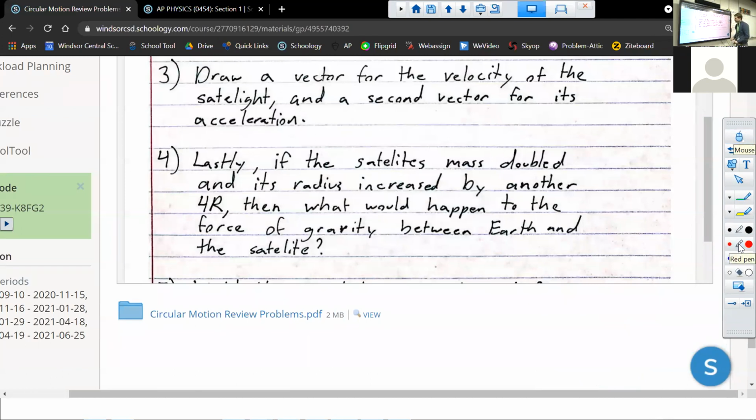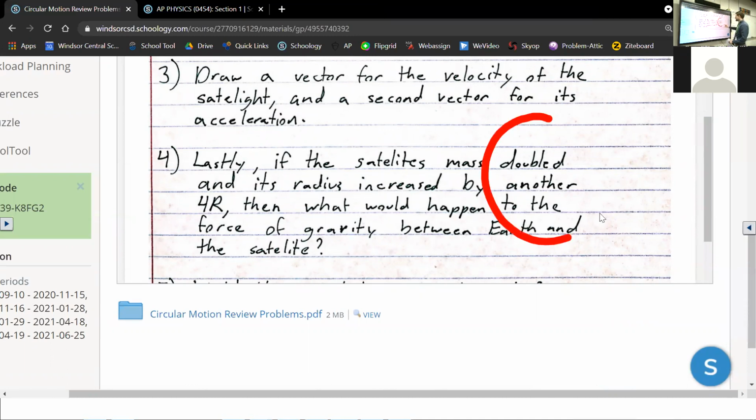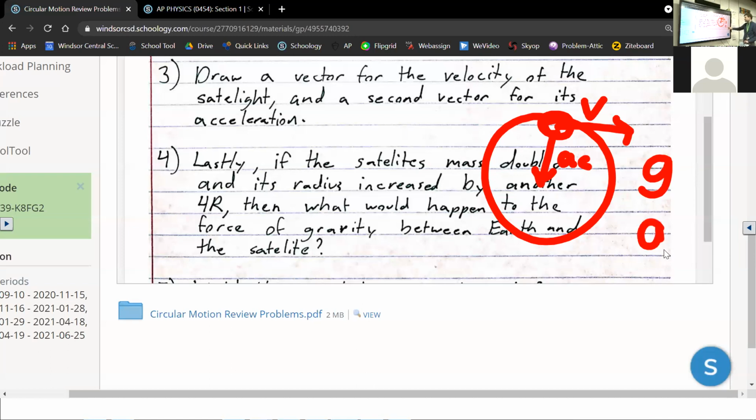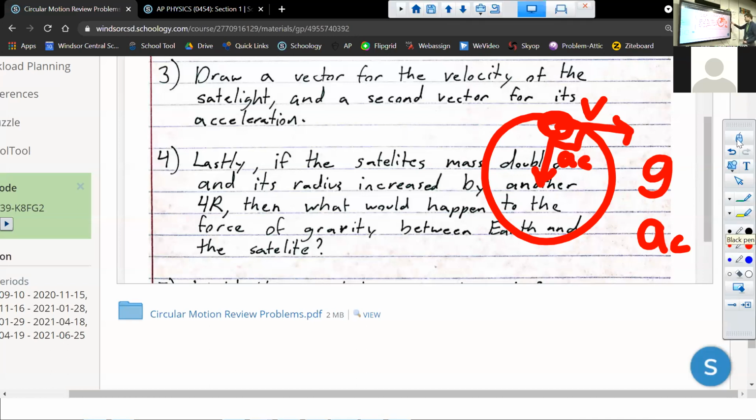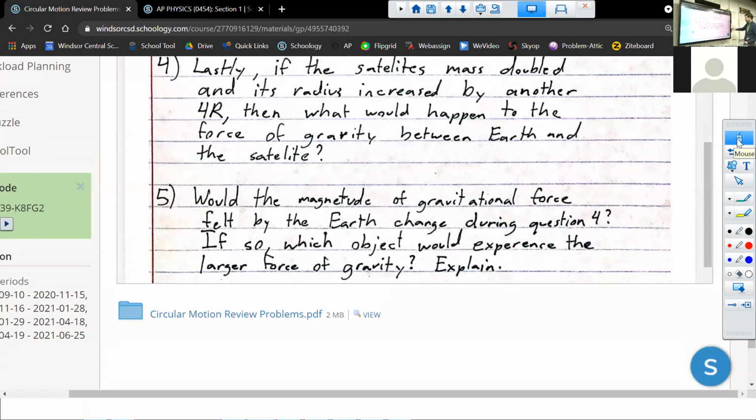So draw a vector for the velocity of the satellite and a second vector for the acceleration. You just had to pick a direction because I didn't give you one. V and centripetal acceleration. This was kind of my hint for you for number 2. If you didn't know number 2 and you went to number 3, it reminded you that the acceleration is both the acceleration due to gravity and AC. But as long as you had this set up with a 90-degree angle, I didn't care what direction the velocity went. The AP exam will obviously be better.